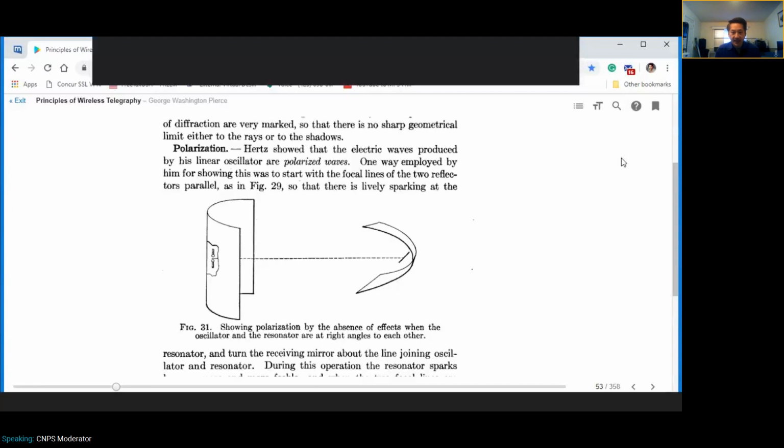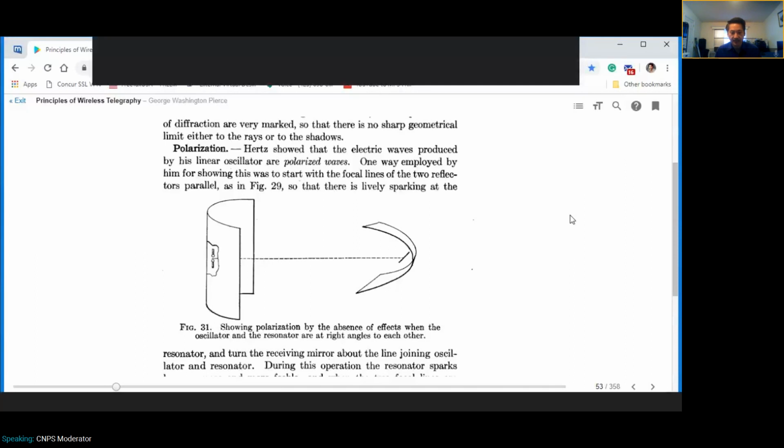And so what he found was that the waves that are generated by this simple setup are polarized in the sense that on the right hand side he has a receiver, and the receiver also has a similar spark gap on the other side, so that if there was a spark on the left, if it was received by the receiver, you would also see a spark on the right-hand side. And what he found was that when the receiver and the transmitter were oriented the same way, then you could easily see the signal being transmitted, and that was like the first radio waves being transmitted.